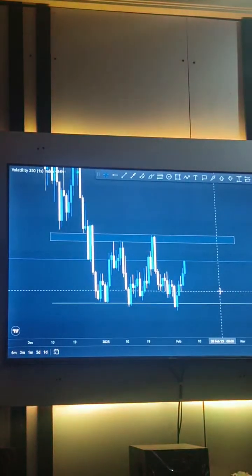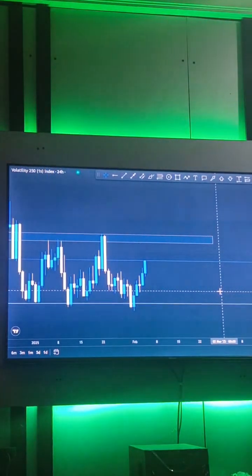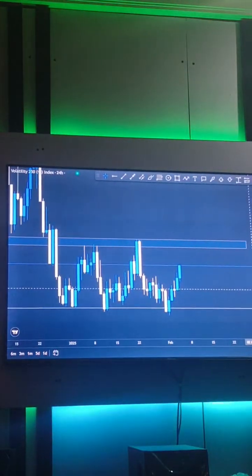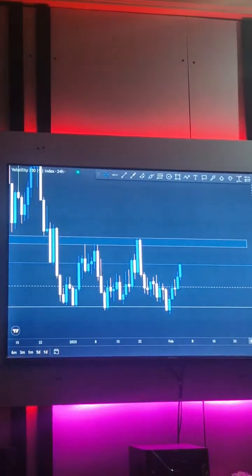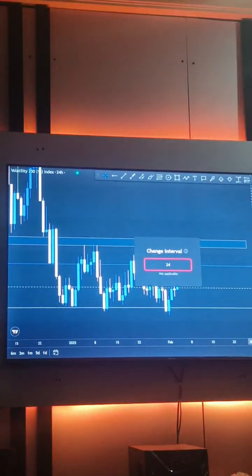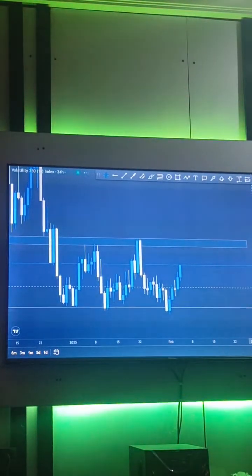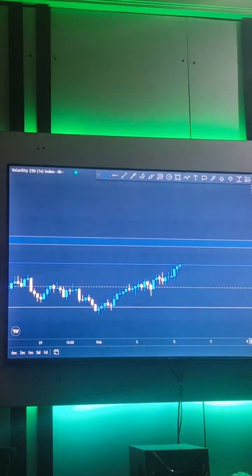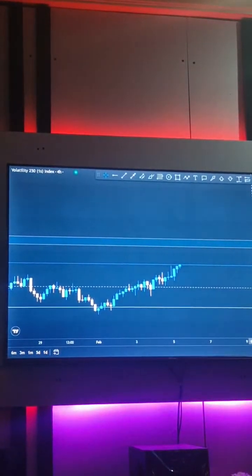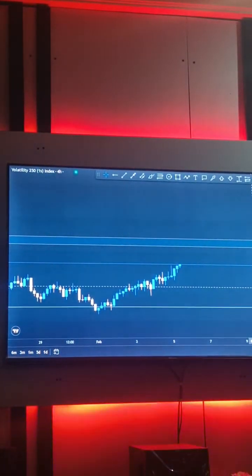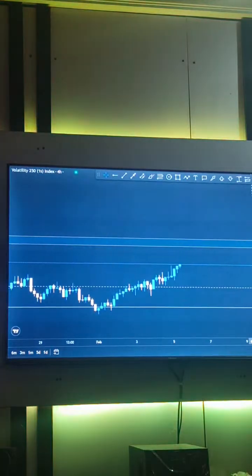Alright, so now once you're done marking out your support and resistance on 24 hours, the next thing you do is to go to 4-hour time frame and look for the market direction. It's as simple as that. Go to 4-hour time frame and look for the trend. Now there are three kinds of trend you're going to be looking for: uptrend, downtrend, or consolidation. Write that down. 4 hours, look for the trend.